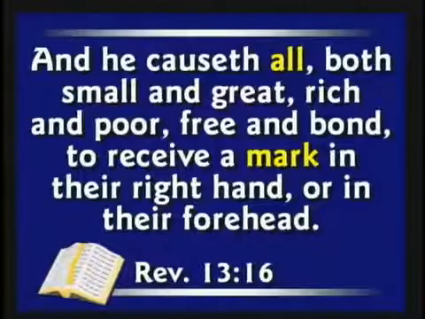I don't know that. Revelation chapter 13 says, he causeth all, this is Satan doing this in chapter 13, both small and great, rich and poor, free and bond, to receive a mark in their right hand or in their forehead. It says a mark in, not on. It's a mark in the right hand or in their forehead. I'm one of those Bible believers who thinks every word is there for a reason, and it's important. God didn't make any mistakes.